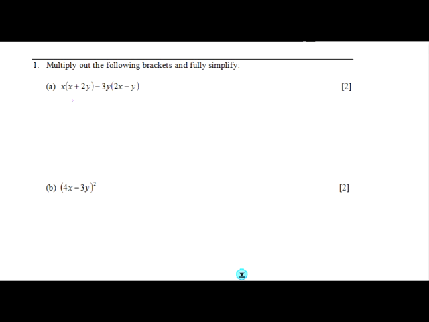Now to start off with, it starts off really simple, so I'm not going to spend too much time, but this is essentially what you're doing. You're multiplying the term on the outside by both the terms on the inside. So x squared plus 2xy, be careful with the negatives, that's minus 6xy's, and a minus times a minus is a plus, so that's 3y squareds.